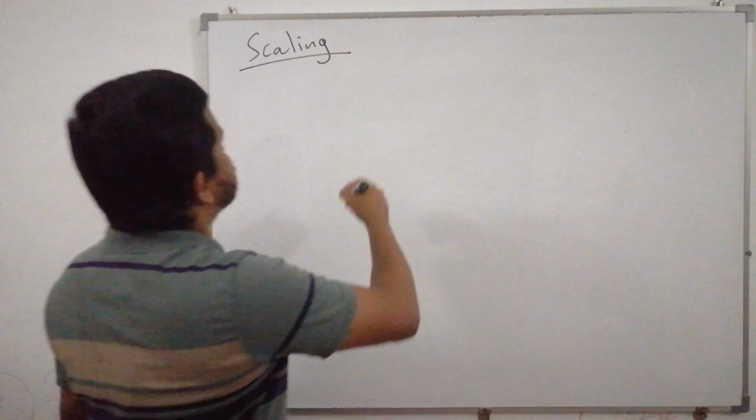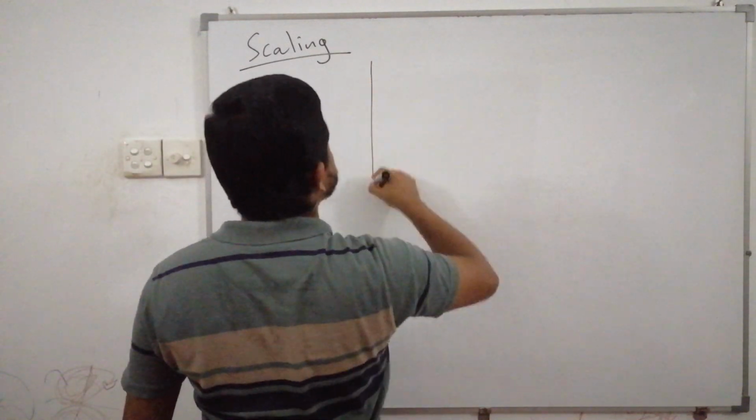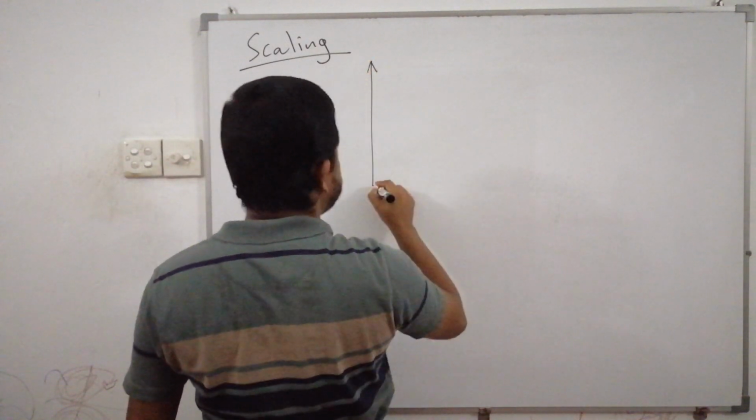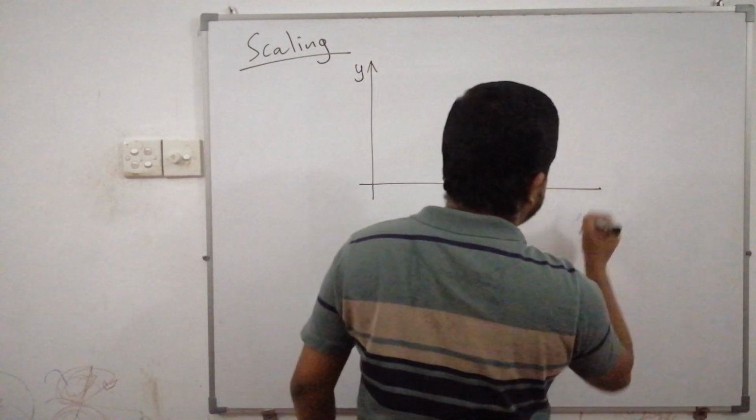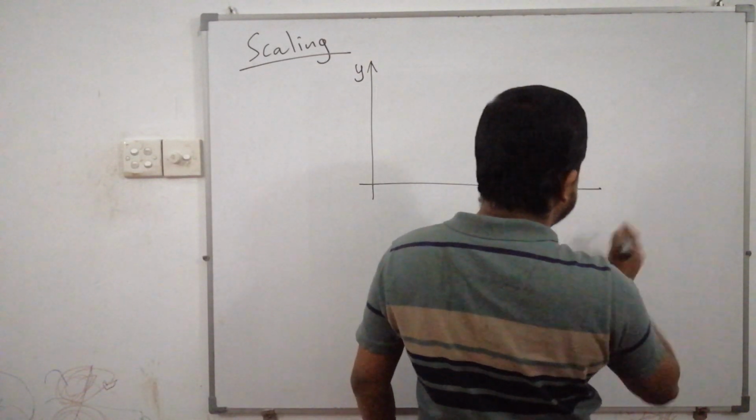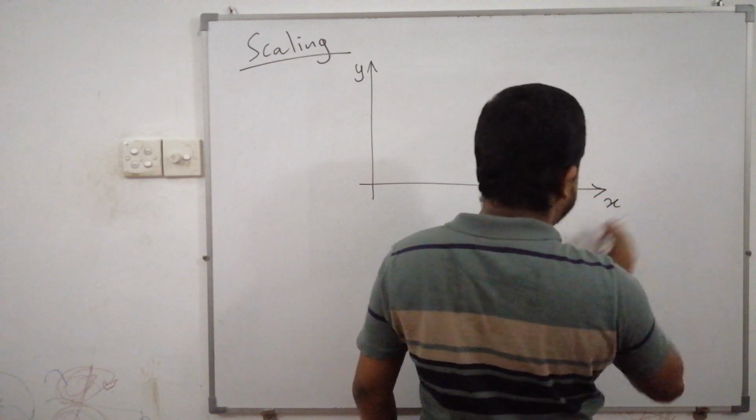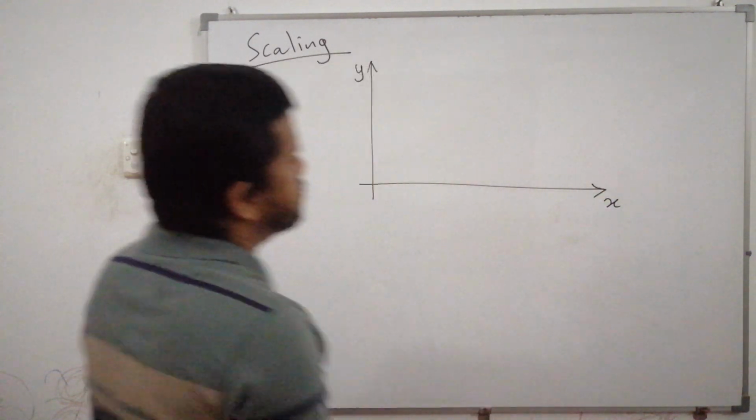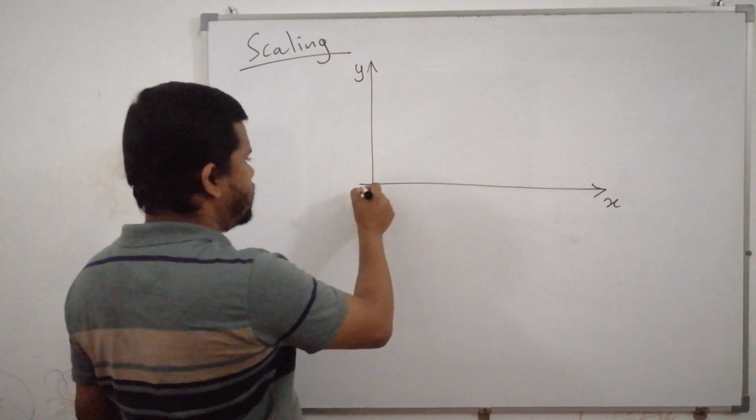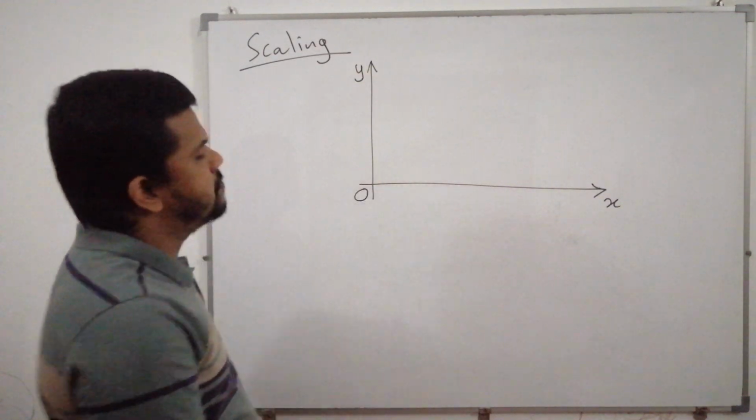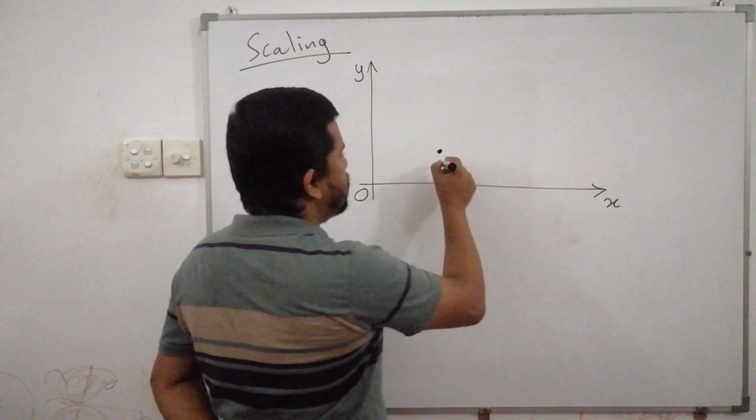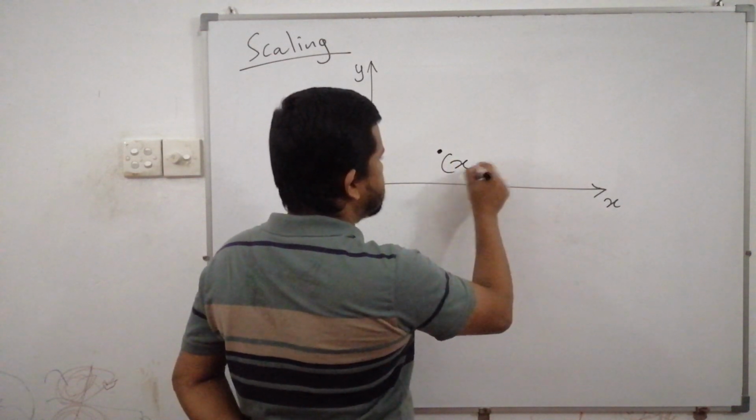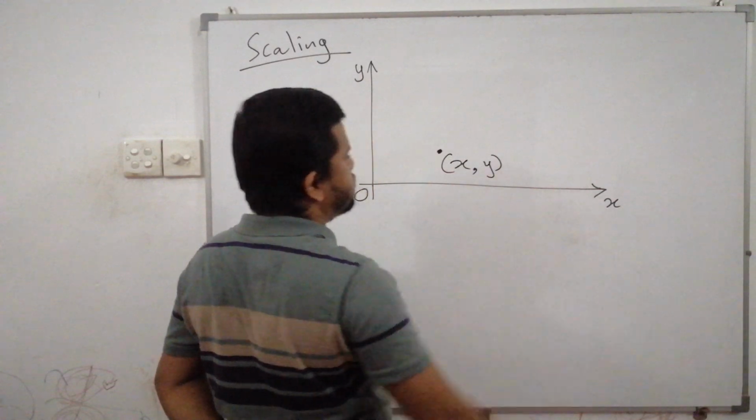Scale. So we have the y-axis here and the x-axis here. So we have the origin. Now we have a point with coordinates x, y.